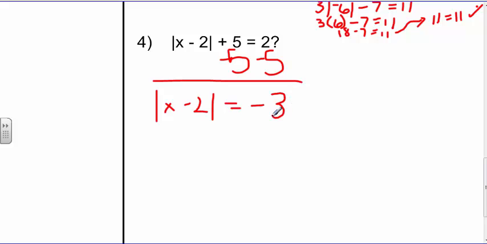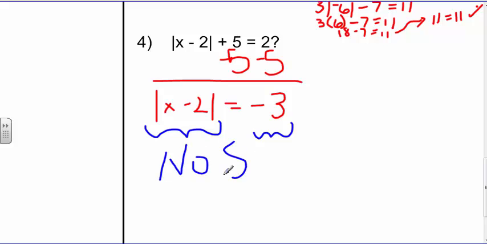And hopefully at this point you recognize that we have an absolute value expression equal to a negative number. And if you remember the note from the previous slide, when we were doing the exploration of absolute values, absolute value cannot equal a negative number. So if you get to the absolute value equal to a negative number, your final result will be no solution.